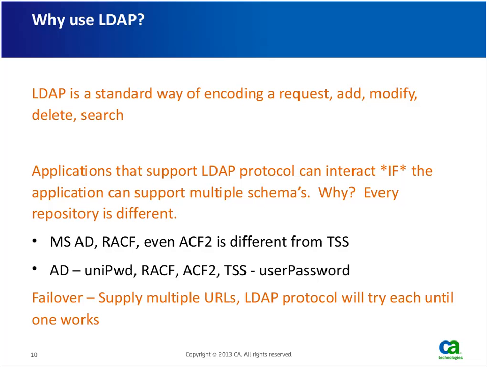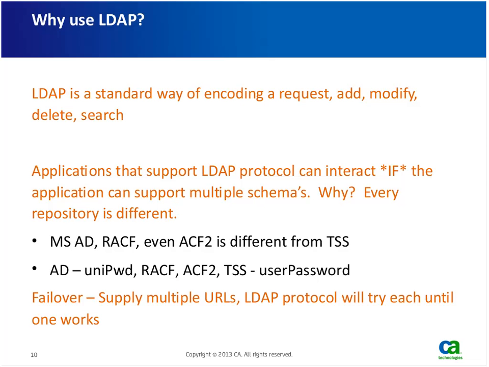There are some differences between the security products. So even though the LDAP protocol is a standard, applications do need to understand schema to some extent. So for example here, ACF2 and Top Secret use the same attribute for the password field, user password, but Microsoft's Active Directory uses something called UniPWD. So at least with the security products, the LDAP server tries to hide as much of that as possible using the same attribute names, just on different objects, in order to allow your applications to interact, perform the maintenance that's needed without having to be as cognizant as to what's running behind the scenes.